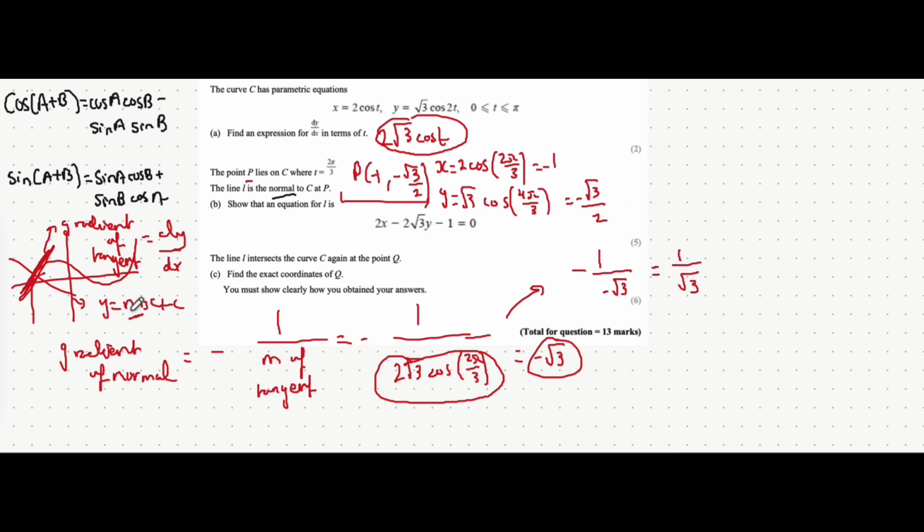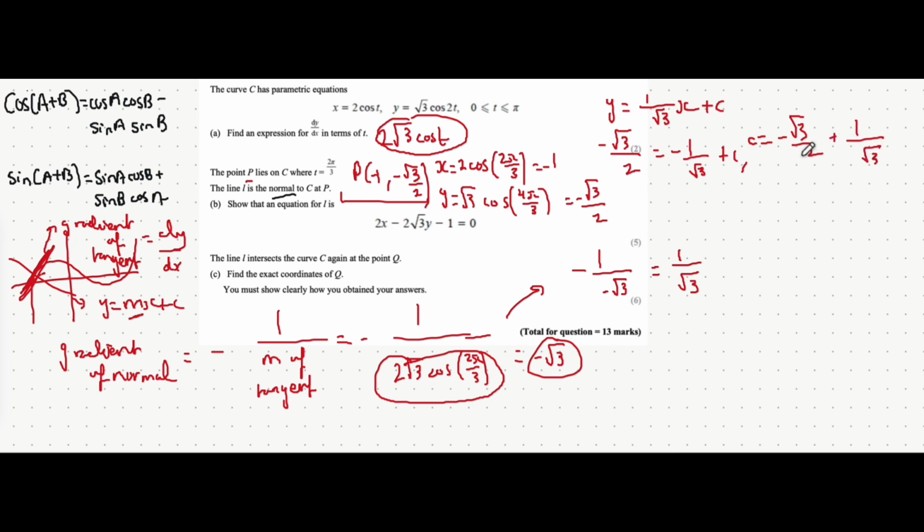Now that we have the gradient of the normal, we have to find the c value. So let's put into the expression y equals 1 over √3 x plus c. Since we know the x and y coordinates at that point t equals 2 pi over 3, we can put x equals -1 into this and y equals -√3 over 2 into this. So -√3 over 2 equals 1 over √3 times -1, so that's -1 over √3, all plus c. You add 1 over √3 to both sides to find the value of c. So c is going to be -√3 over 2 plus 1 over √3.